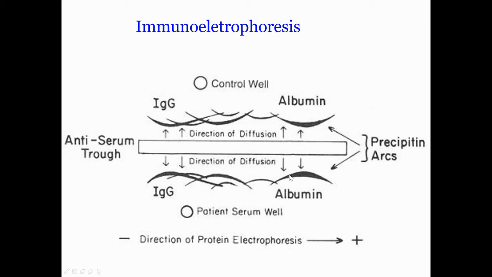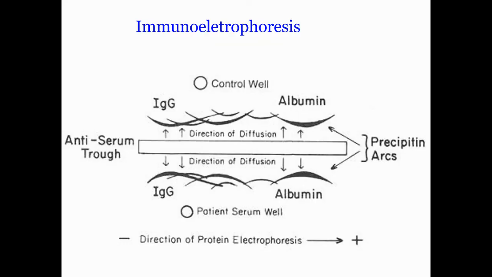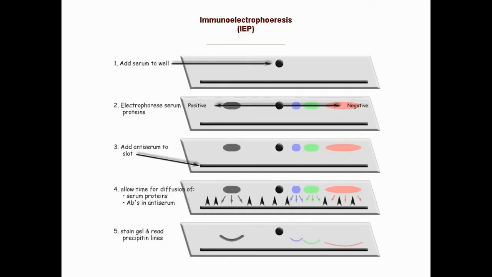So this is an albumin arc, a direct diffusion arc of immunoglobulins. In the case of the control well, the immunoglobulin and albumin arcs seem to be on the opposite side. This side shows a negative charge and this side shows a positive charge, the anode and cathode over there. So how do we keep the electricity in immunoelectrophoresis? On the left side we keep the negative charge, and on the right side we keep the positive charge. So this is immunoelectrophoresis.